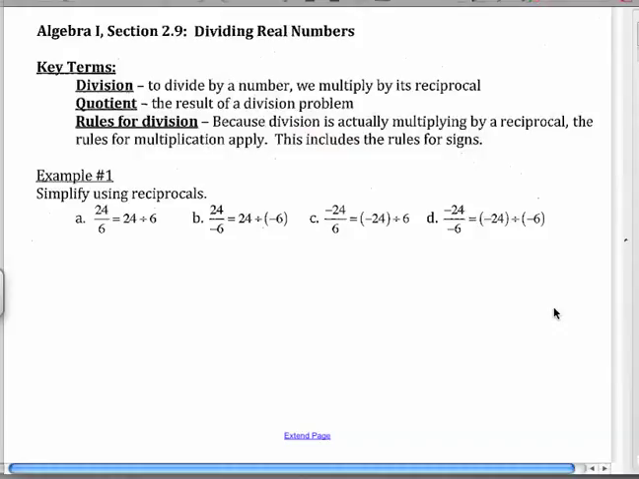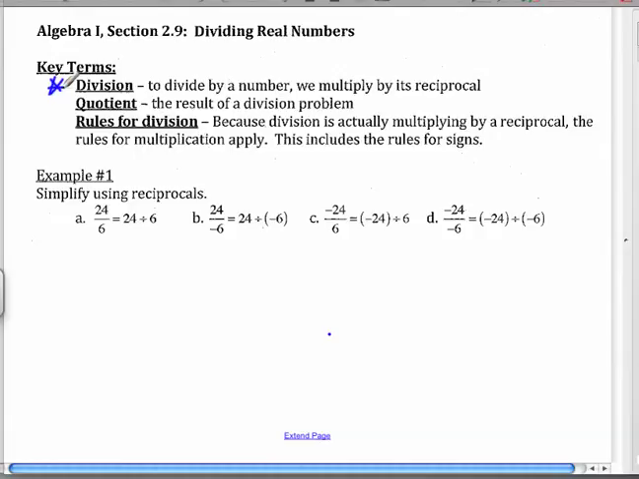Okay, gentlemen, this first thing today is something I was talking about with Eric just a minute ago with dividing: there really isn't any such thing as dividing. We like to think of it as multiplying by a reciprocal, okay? And so we're going to talk about some of that today. Division, this first thing says, to divide by a number, we multiply by its reciprocal, okay?